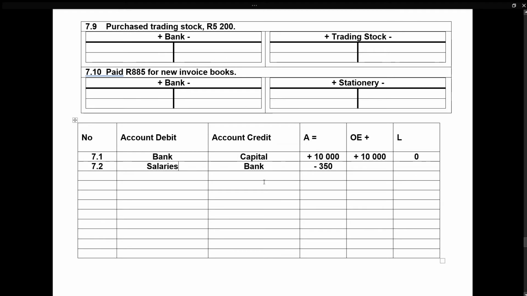Salaries is an expense account. Salaries and drawings will both always have a negative influence on your owner's equity. We did not work with liabilities. Let's quickly test our answer. So minus 350 Rand will equal minus 350 Rand plus 0. Therefore, we've done this one correctly.